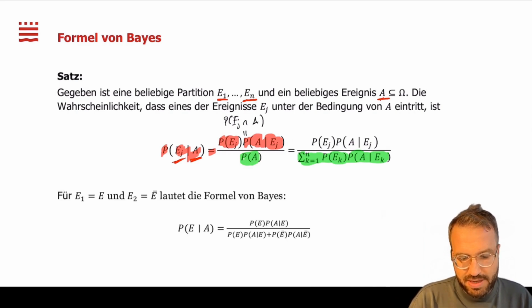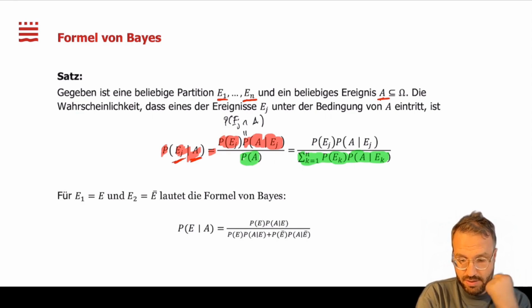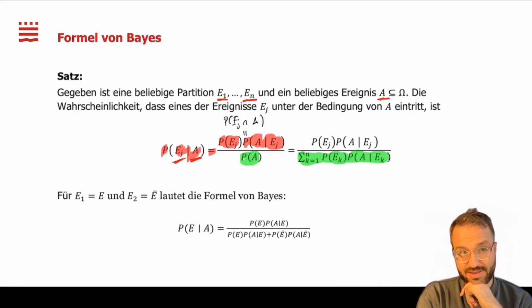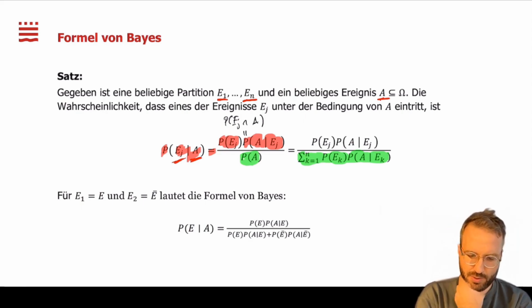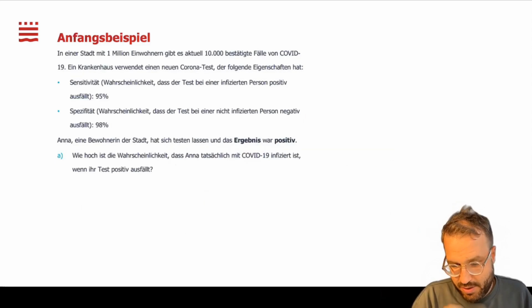However, if we only have two events, namely E and not E, it will make the whole thing a bit easier. So here you see the formula. And this is exactly the formula we need for our corona example. And we will calculate that now.